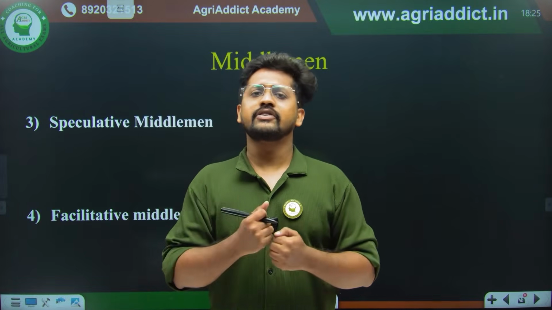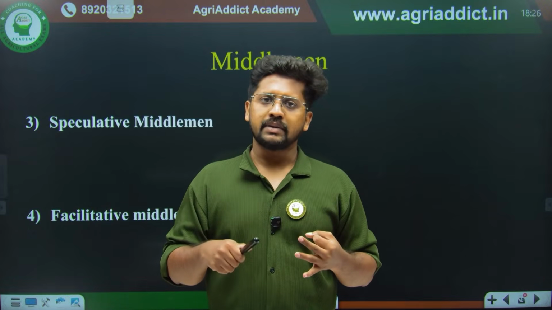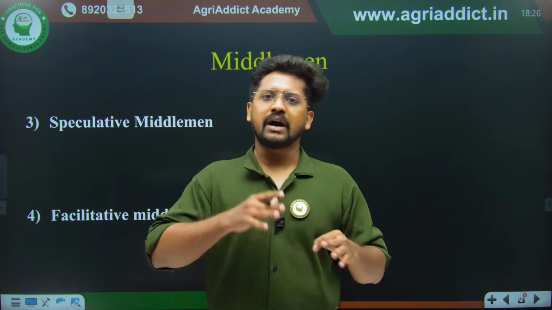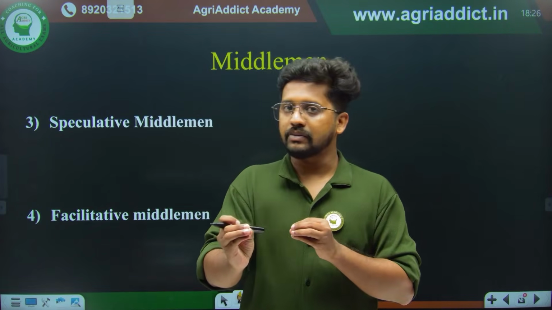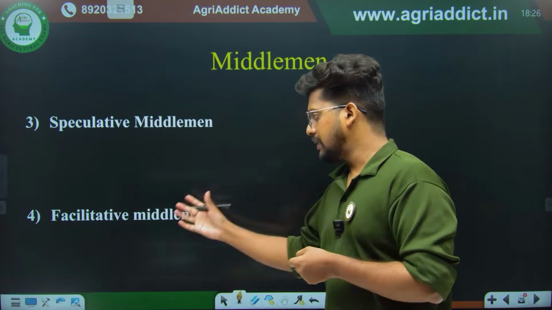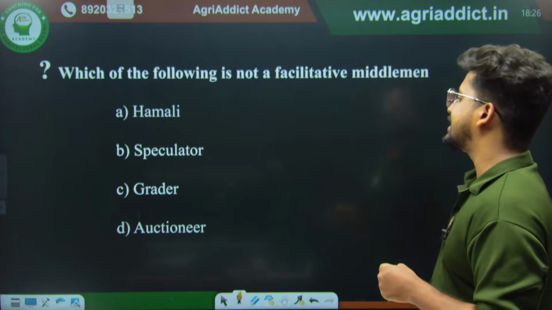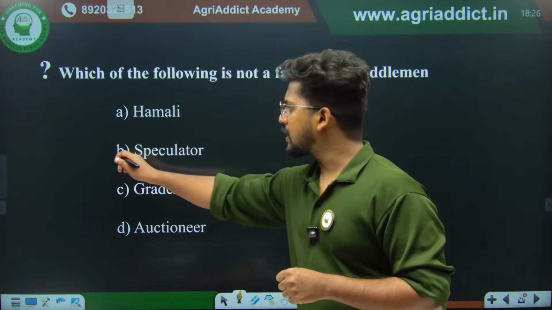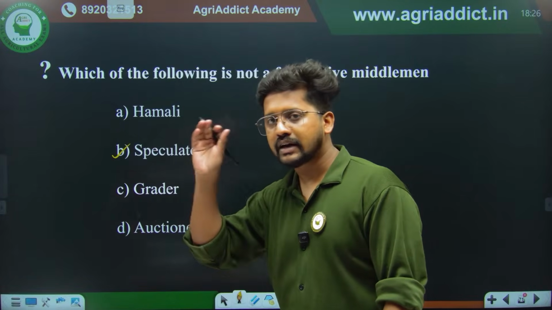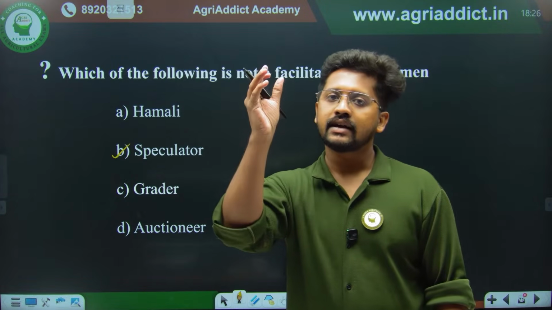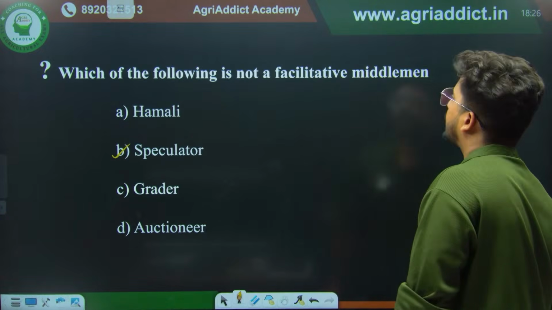Similarly, in agricultural marketing, we have different intermediaries, like maybe the people who are advertising, the people who are transporting, the people who are working as weighmen, hamals. All those people will be doing a little work, but still it is actually increasing the efficiency of the market. Such kinds of middlemen are known as facilitative middlemen. So which of the following is not a facilitative middleman? None other than a speculator, because he is a speculative middleman. So this hamali, grader, auctioneer, all people are doing little works, but still they are giving increased efficiency in agricultural marketing.